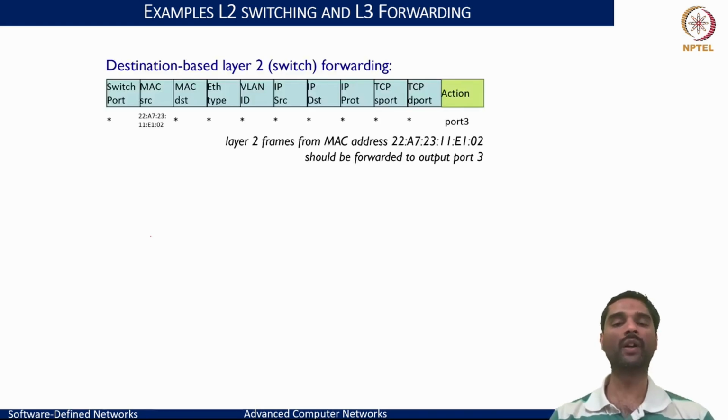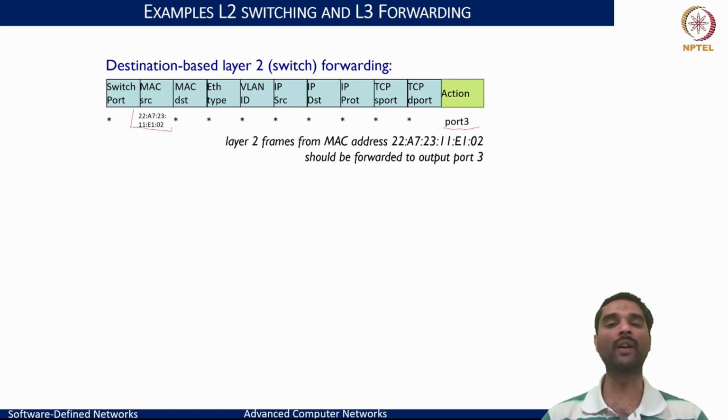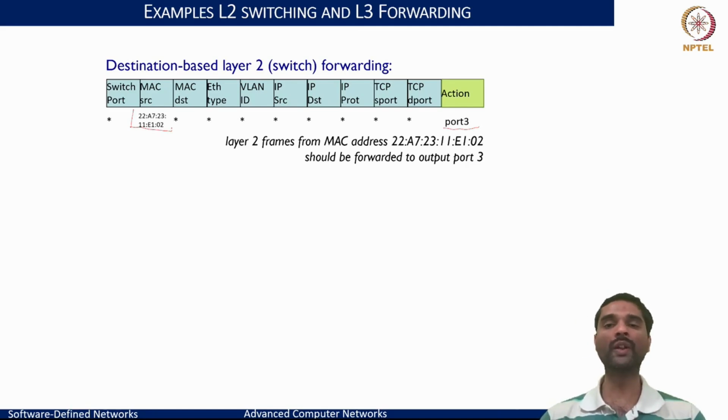So let's consider the examples for L2 switching and L3 forwarding. So the idea is now that we want to set up these fields wherein we want to match this particular source MAC, and if there is a match for this, I would want to say that the action that needs to be taken is send it out on port 3. This way, whatever the rule that we match for the source MAC, it says you can send it out on a particular output port. Thus, we will be able to do the L2 forwarding.